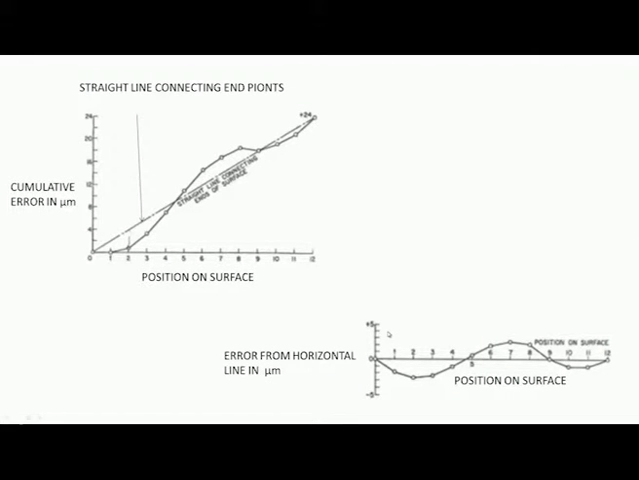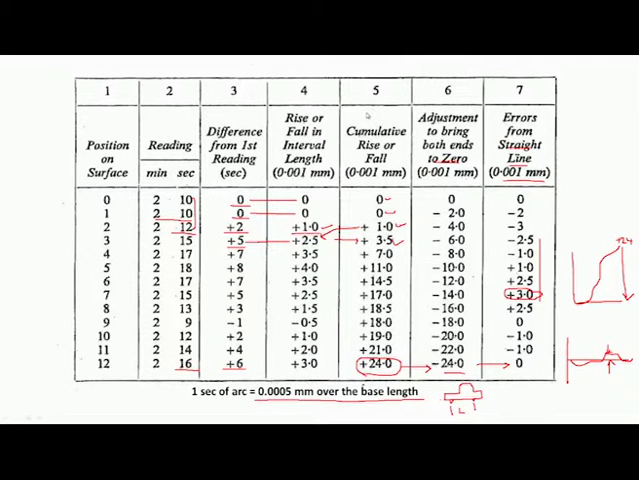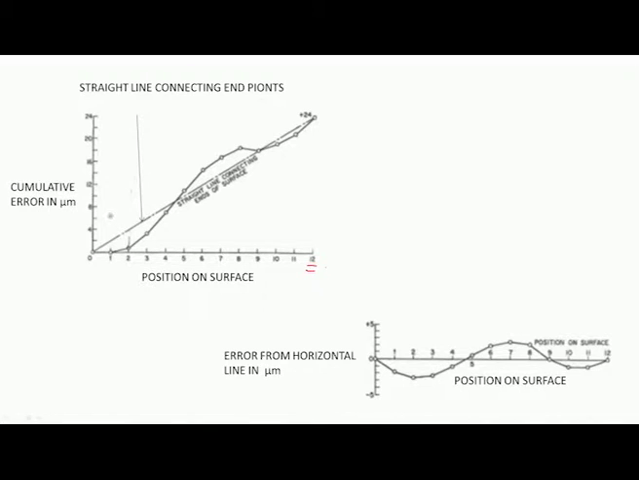Now, we can draw the graphs using those tabulated values. On the x axis we have the position on the surface, we have 12 positions, and then the cumulative error in microns, that is, column number 5, will give us the cumulative rise or fall. These values we have to take and plot here. So this is the cumulative error in terms of microns. We can see the last reading is plus 24 micron.